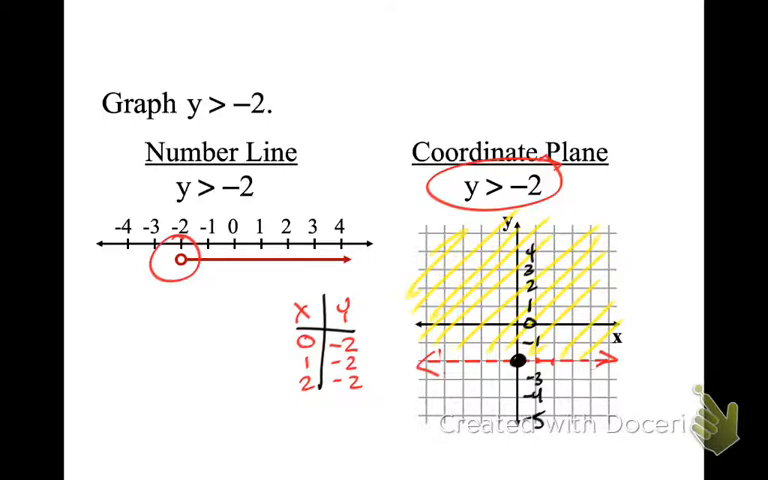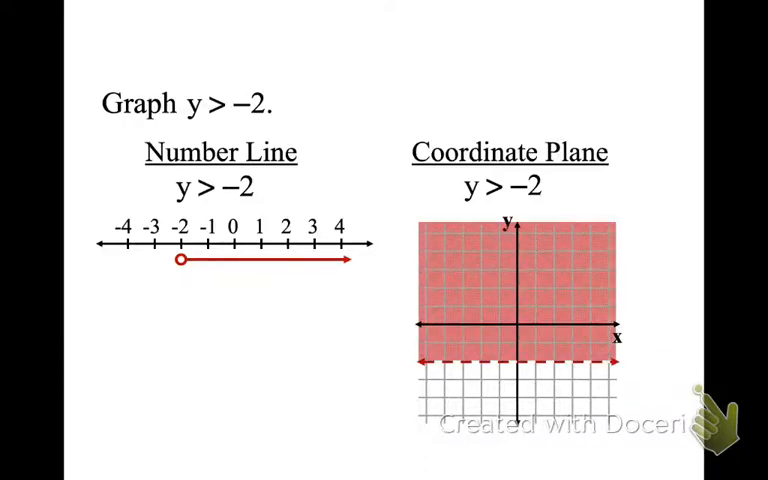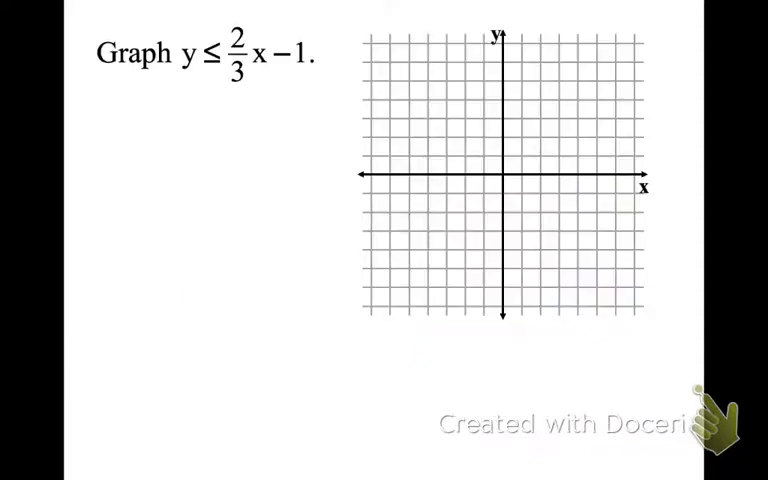So let's try a couple. Can there be both an x and a y in it? We're getting there. Shading wise, it doesn't matter if it's greater than or greater than or equal to. The equal to makes it a solid line boundary, and the greater than makes it dashed.